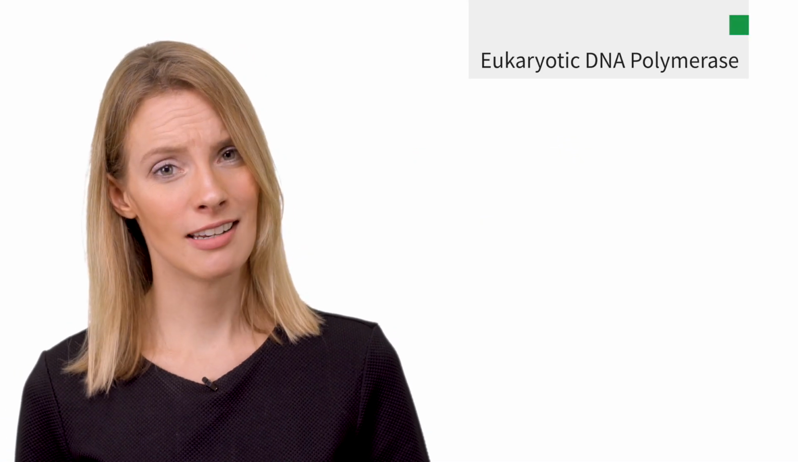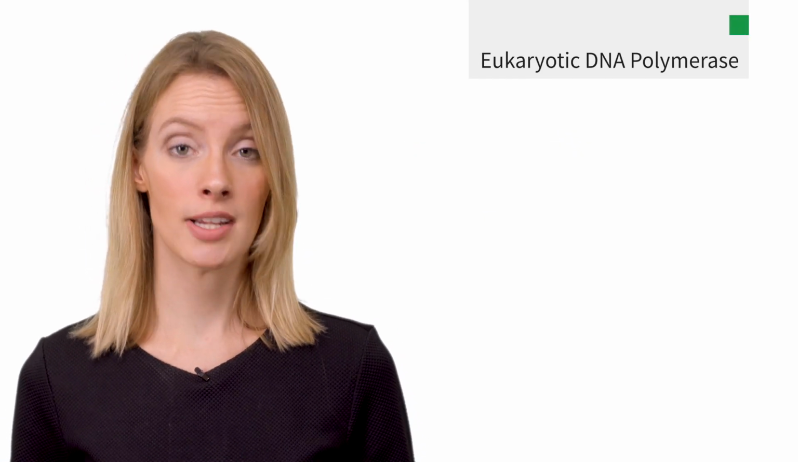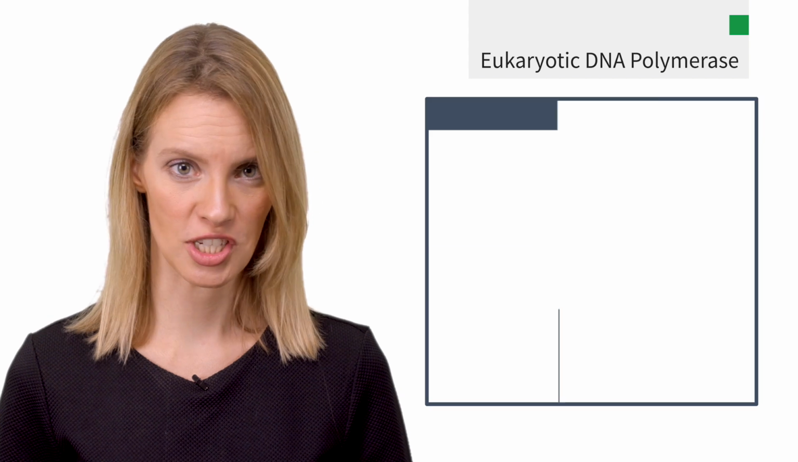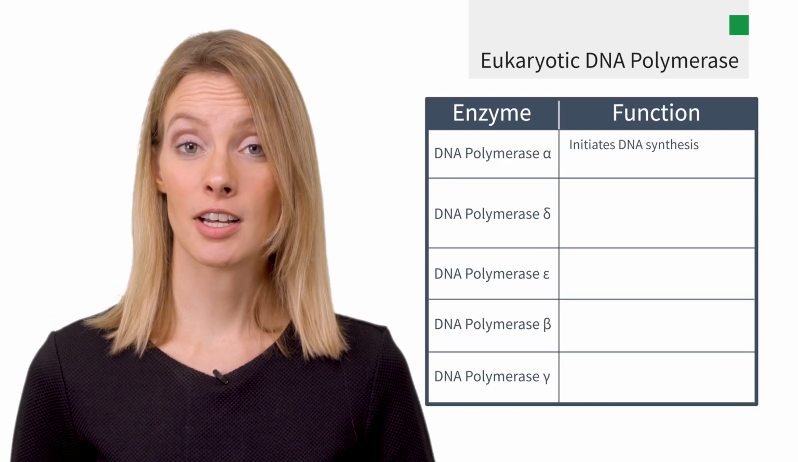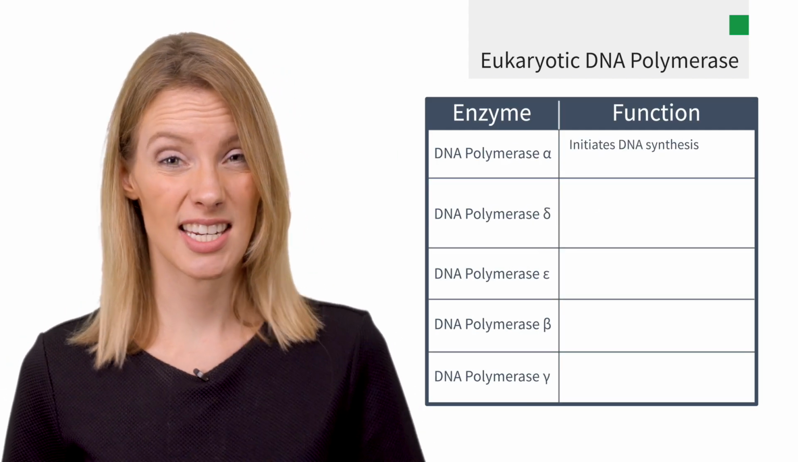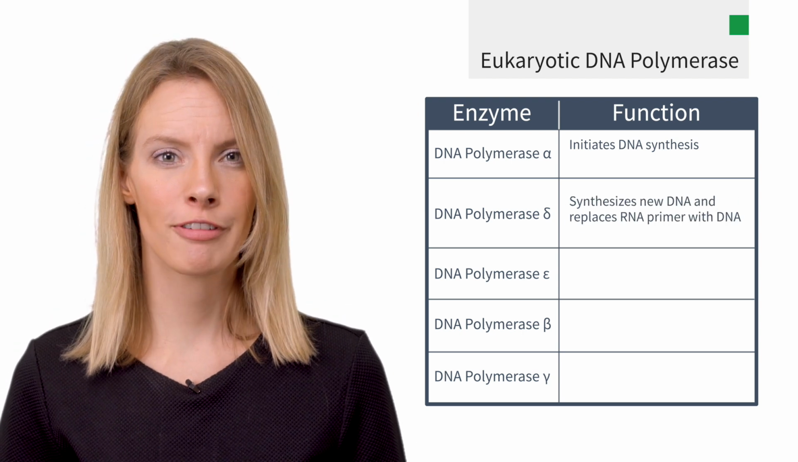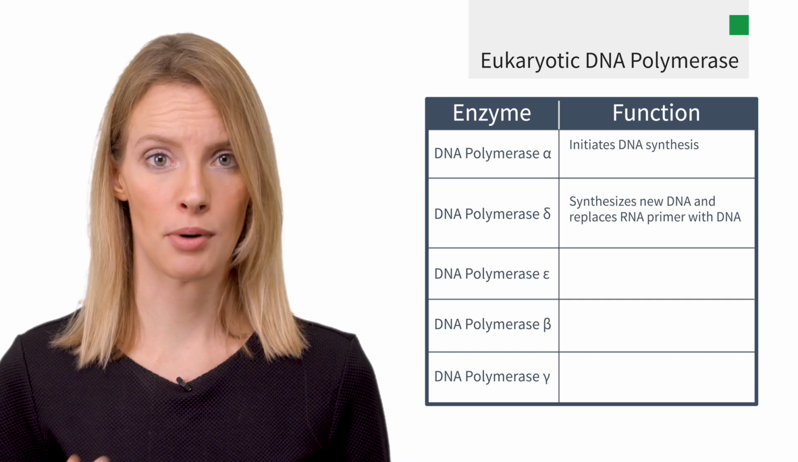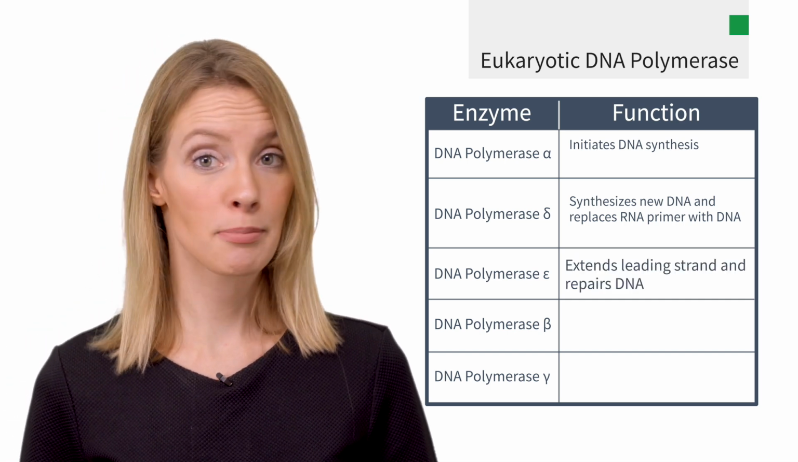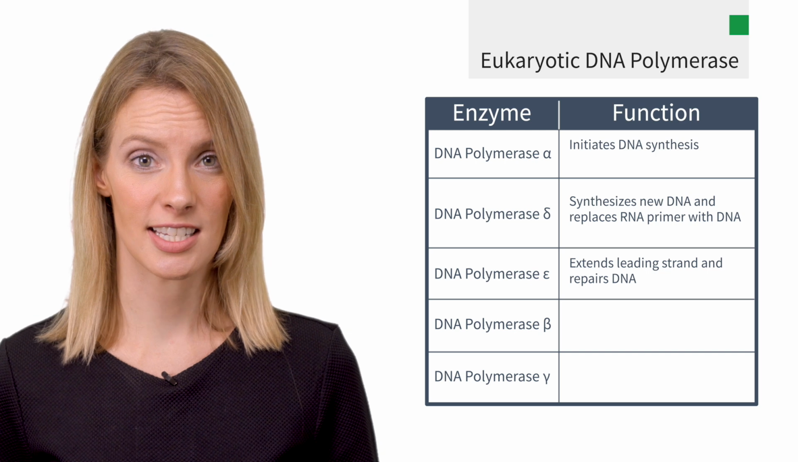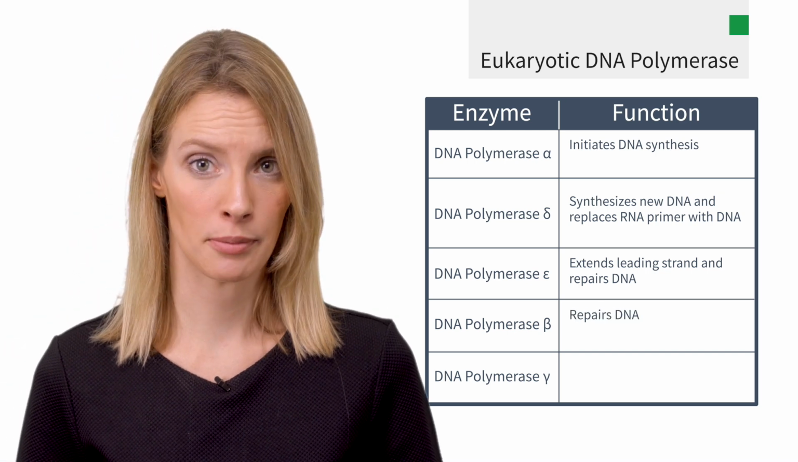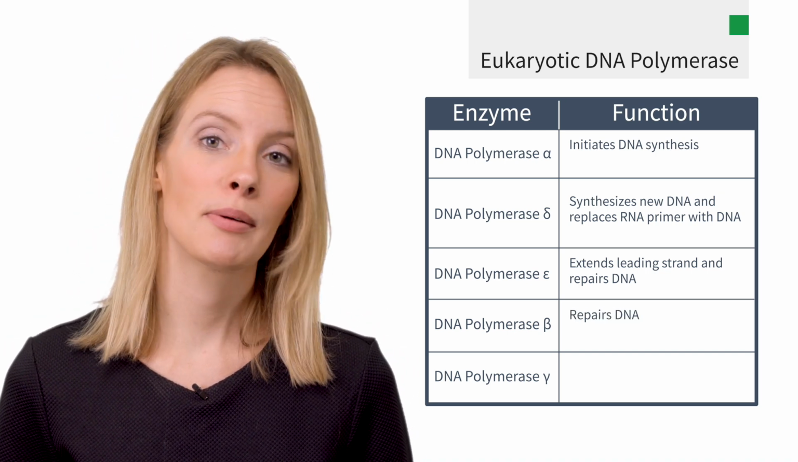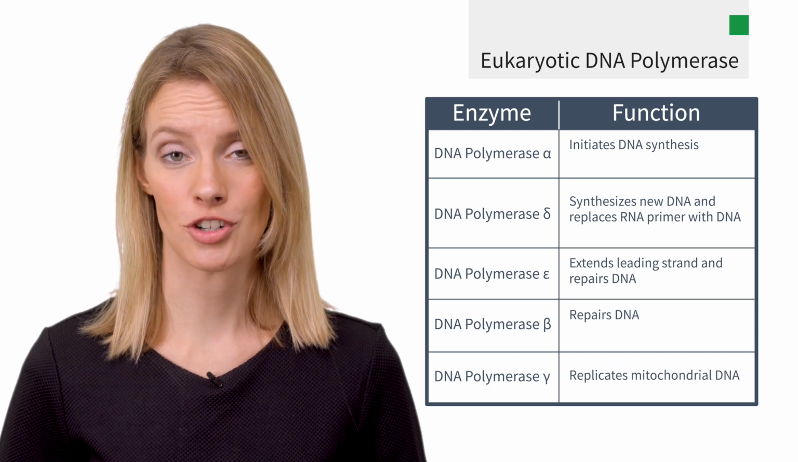Since Roman numerals are already taken, eukaryotic DNA polymerases were named using Greek symbols, but you don't have to know much about individual eukaryotic polymerases. Here's a quick summary of what you should understand. DNA polymerase alpha initiates DNA synthesis, and then DNA polymerase delta takes over, which is capable of much more efficient DNA synthesis. And this polymerase also fills in the gap when the RNA primer is removed. DNA polymerase epsilon helps extend the leading strand and is involved in DNA repair, as is DNA polymerase beta. Finally, DNA polymerase gamma is responsible for replicating mitochondrial DNA.